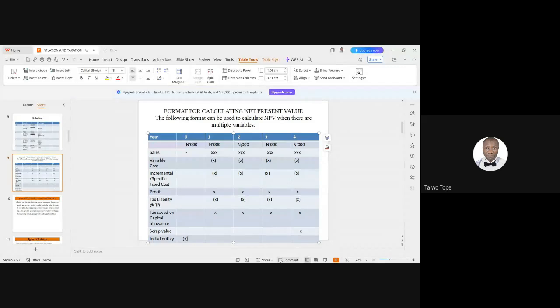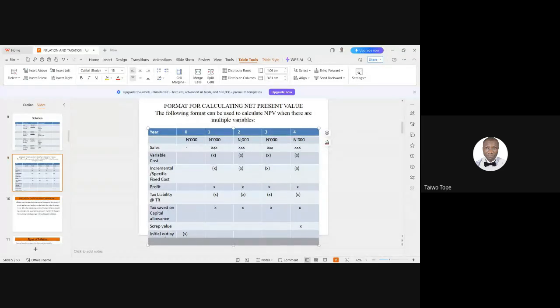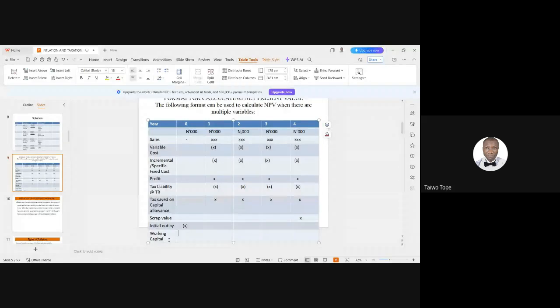What other thing can you have? The issue of working capital. You need working capital to run your business. So working capital is revolving and it can be incremental. So working capital as at the beginning will be an outflow, as at year 0. As at the end of the period, it will be recovered.